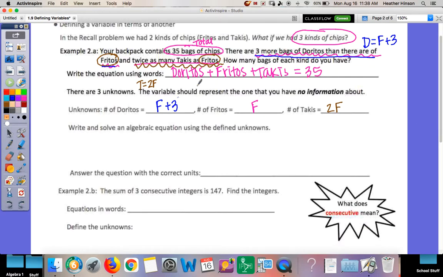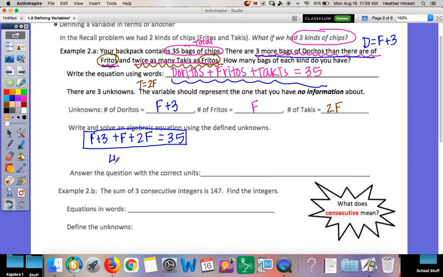Then I'm just going to replace everything in the equation that we made with the variables that we were given. So Doritos was F plus 3, my Fritos was just F, and my Takis was 2F. So I got Doritos, Fritos, and Takis, and all of that equaled 35. That's my equation with one variable. Then I just need to solve it. I have all these F's: 1F plus 1F plus 2F is 4F. Then I got that random 3. All of that equals 35.